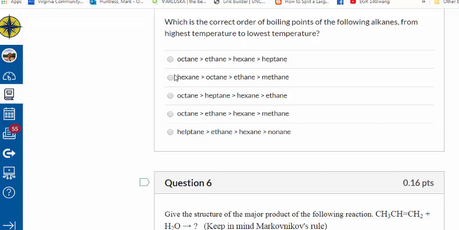Let's see. So if we know our prefixes pretty well, we can do this pretty well. Here it looks like this one is biggest to smallest, which means highest boiling point to lowest.